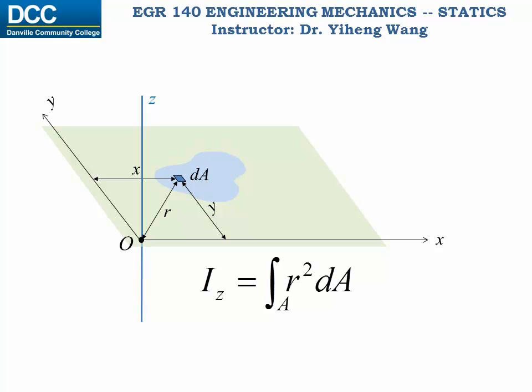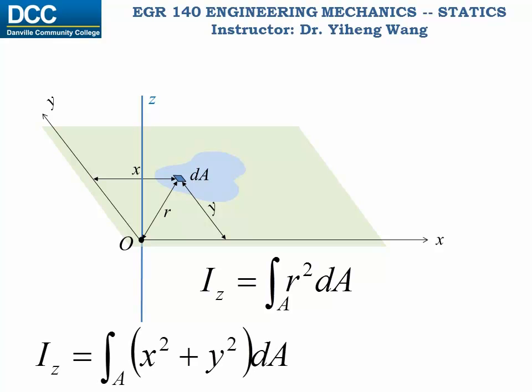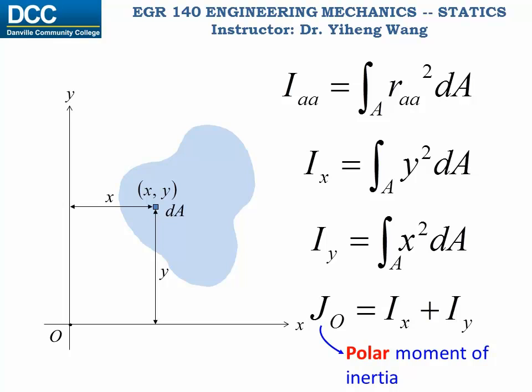But because x, y, and r are the three sides of a right triangle, according to the Pythagorean theorem, r squared equals x squared plus y squared. Therefore, Iz also equals the integration of x squared plus y squared dA, which equals simply Iy plus Ix. And this is normally known as J_O. So in a 2D representation, when you see J, the polar moment of inertia about a point O, that actually means the area moment of inertia about an axis that is perpendicular to this plane and passes through this point O.